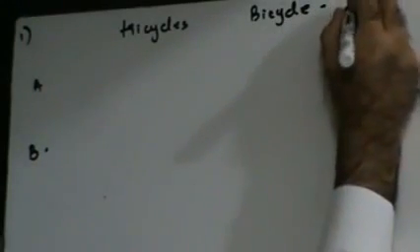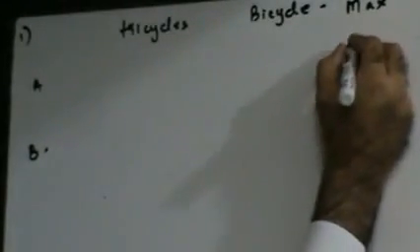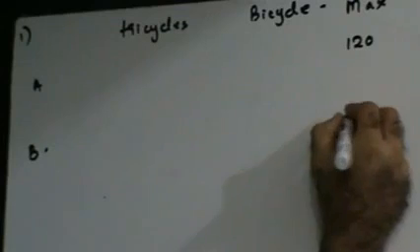Machine A has a maximum of 120 hours and machine B has a maximum of 180 hours. Now guys, let's see this. Maximum of machine A is 120 hours, maximum of machine B is 180 hours, right?